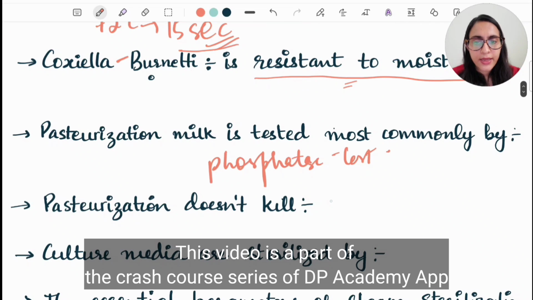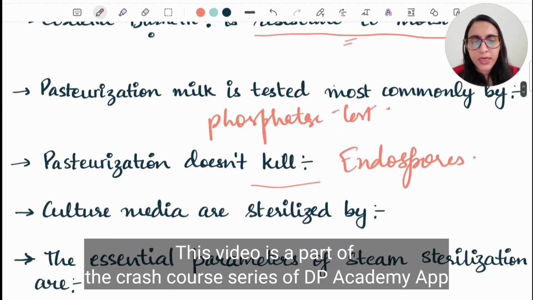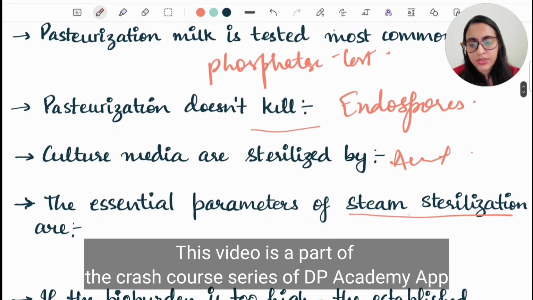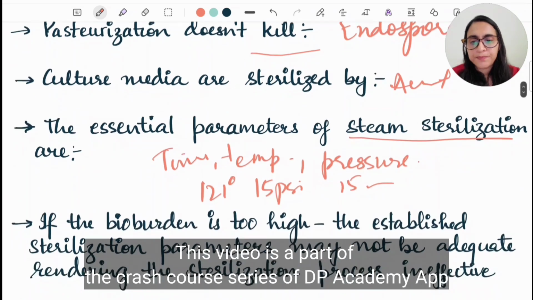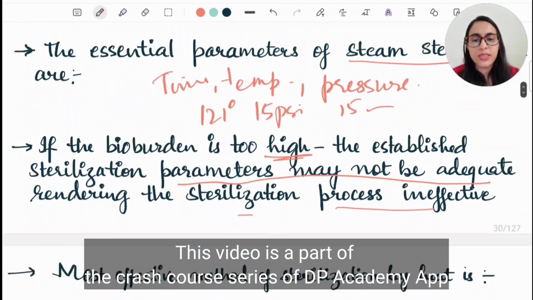Culture media are sterilized. Pasteurization does not kill endospores. Culture media are sterilized by autoclave. The essential parameters for steam sterilization, that means autoclaving, are time, temperature, saturated steam and pressure. What is the sterilization cycle? 121 degrees Celsius, 15 psi pressure, and 15 minutes. If the bioburden is too high, the established sterilization parameters may not be adequate, rendering the sterilization process ineffective.